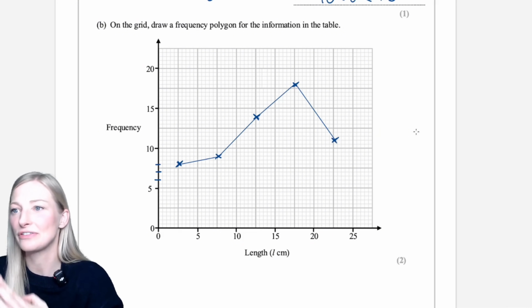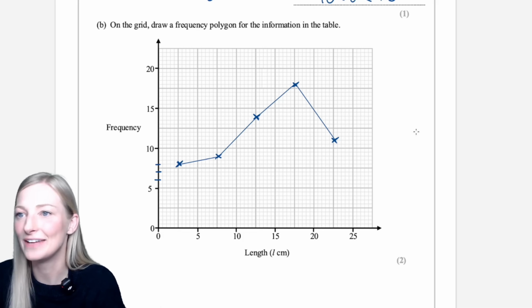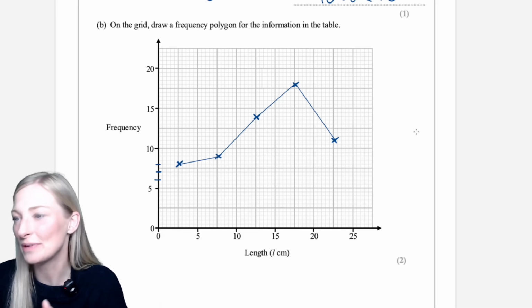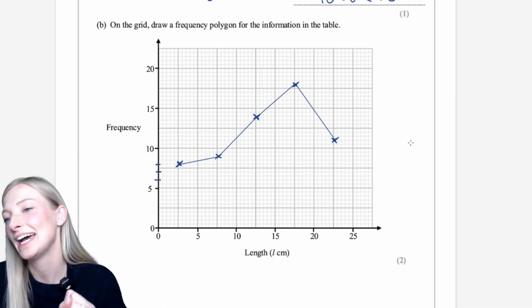It's a pointy shark fin, and always to plot in the middle of the category because Polly the shark lives in the middle of the ocean. I know it's silly, but it helps you to remember what to do. So that would be Polly the shark, a frequency polygon, and it looks like that.